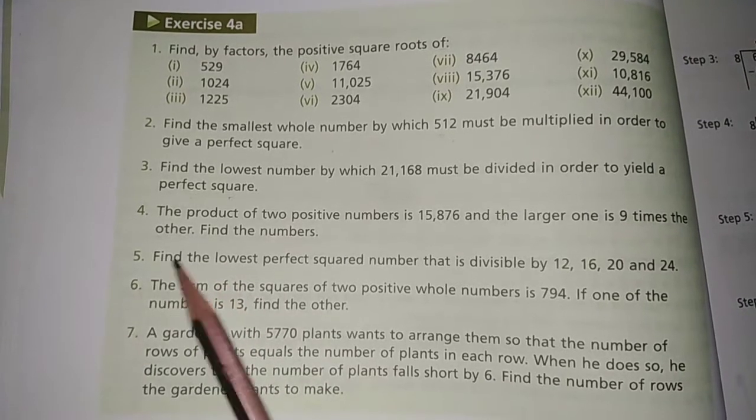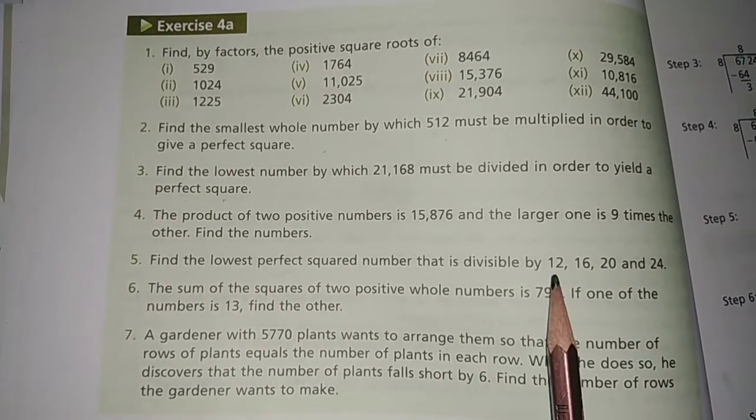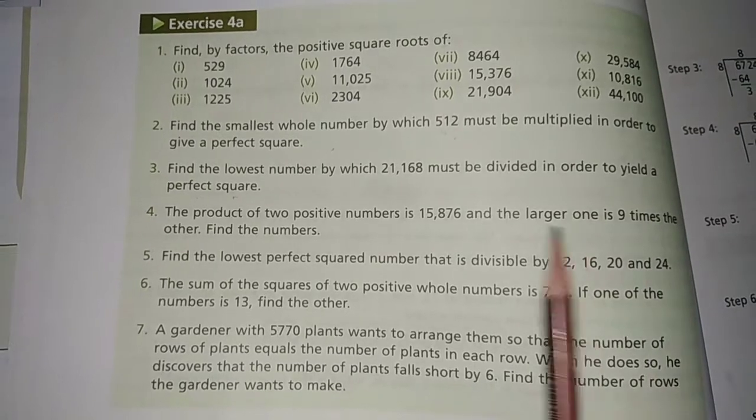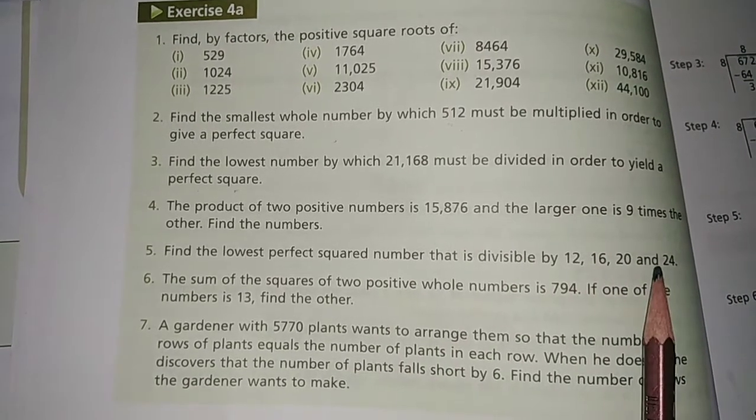Question number 5. Find the lowest perfect square number that is divisible by 12, 16, 20 and 24. So you can solve it easily. You have to find the LCM of these values.